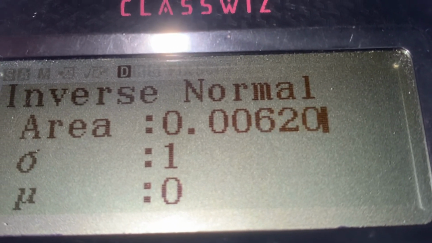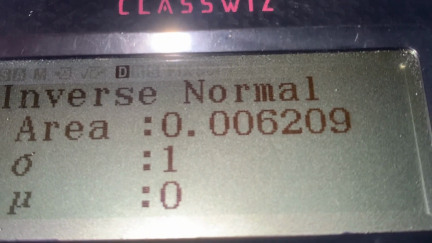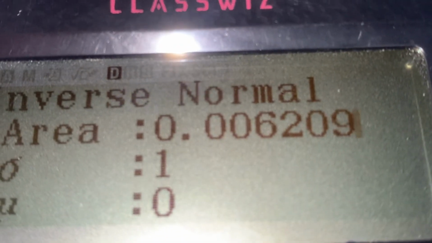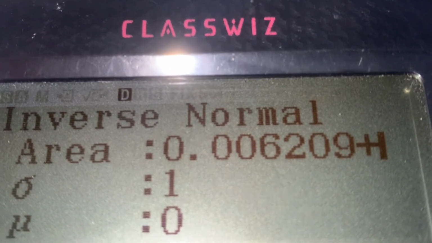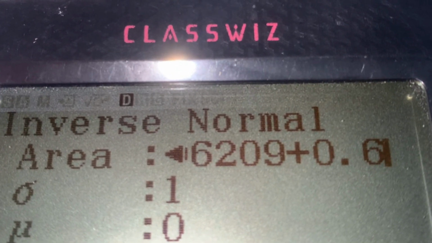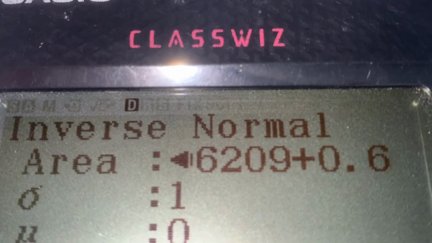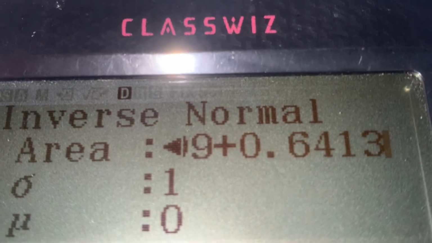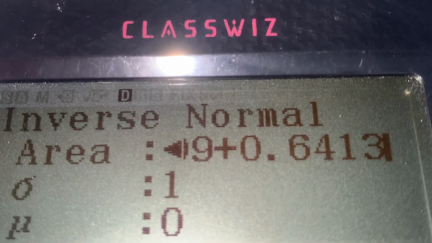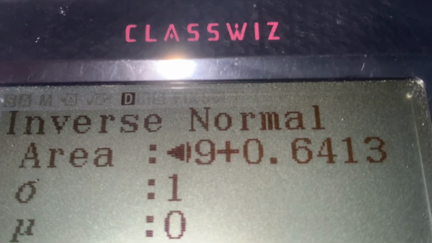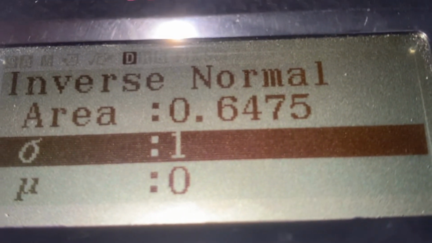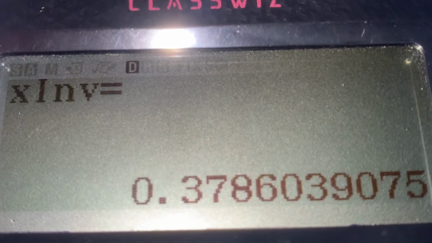0.006209, right? Which is very small, just now I told you. Okay, we just take this number for significant figures. We need to plus with the area given by the question, which is from negative 2.5 to A, right? Which is 0.6413, isn't it? So if we plus this area, we get the area shaded to the left from the z-score A, isn't it? So then you just plug into the calculator for area shaded to the left, then the calculator will give you the z-score.